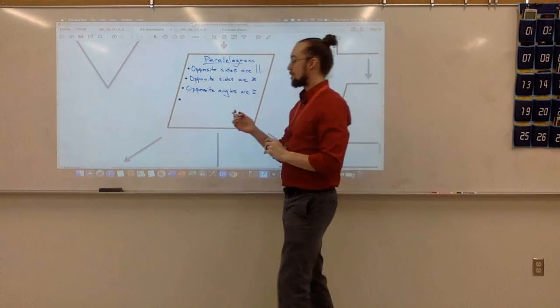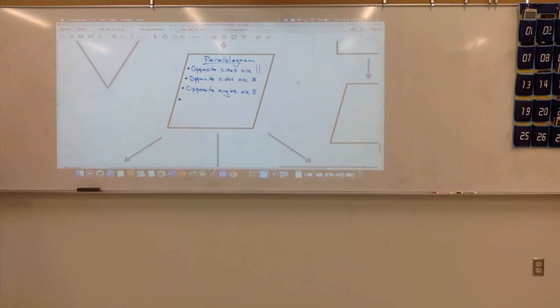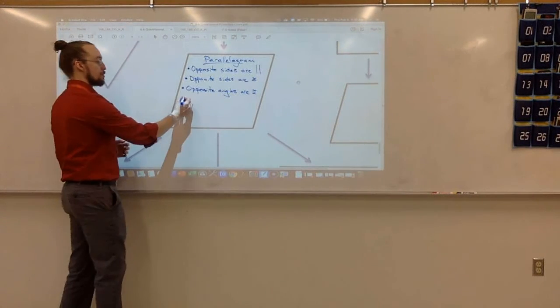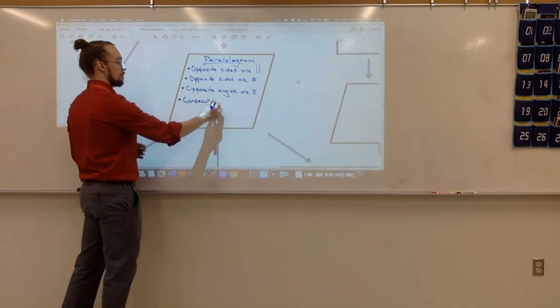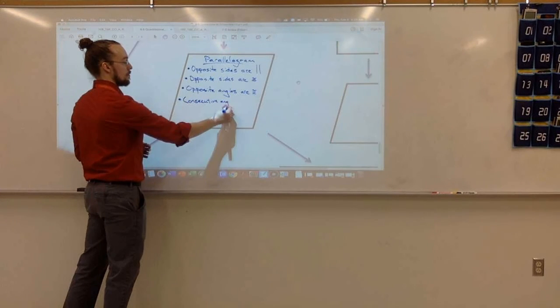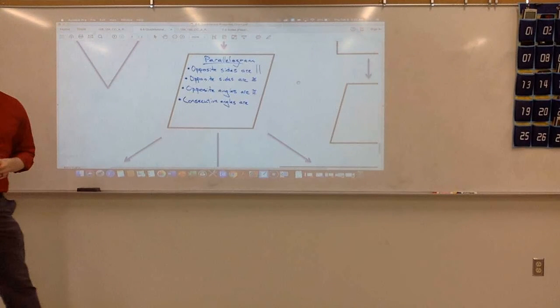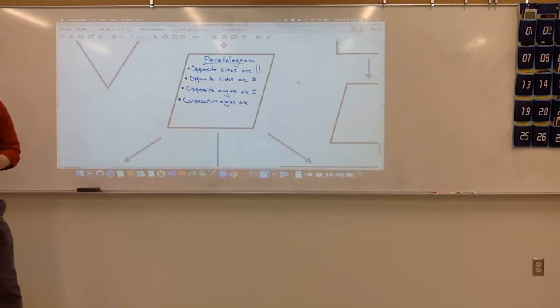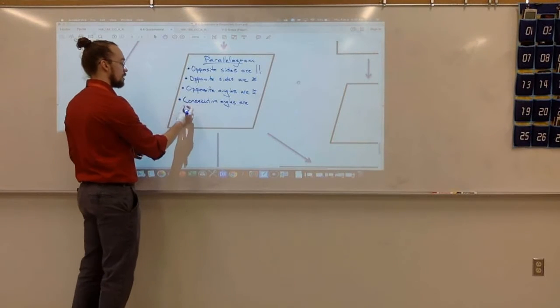So we said something about consecutive angles, or angles that are right next to each other. What do I know about consecutive angles? Consecutive angles are supplementary, right? Which means they add to 180.